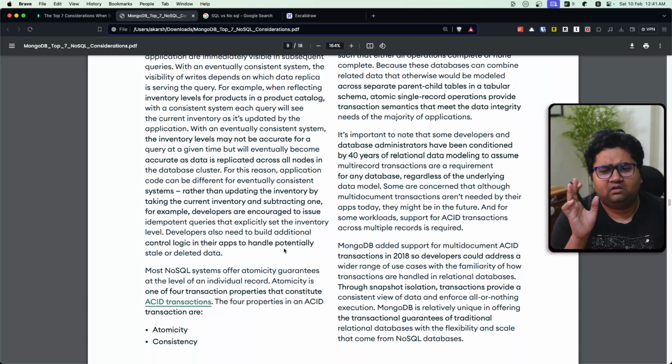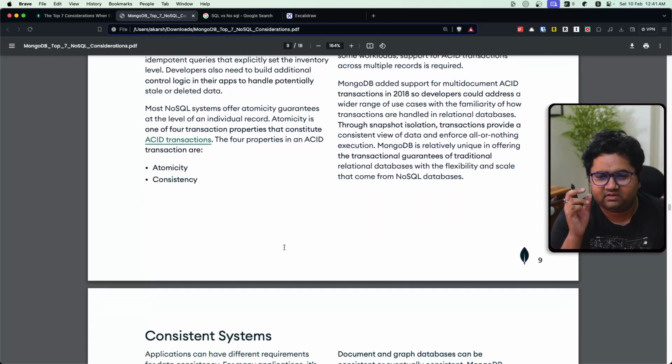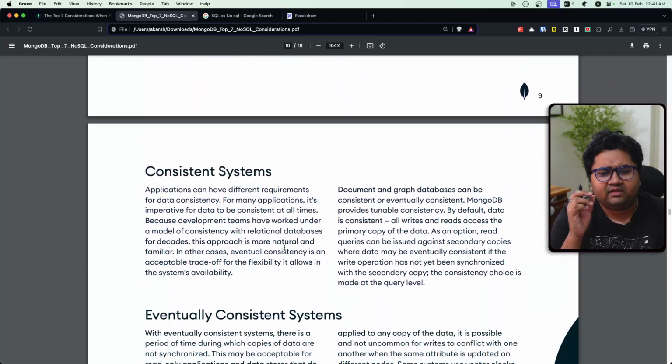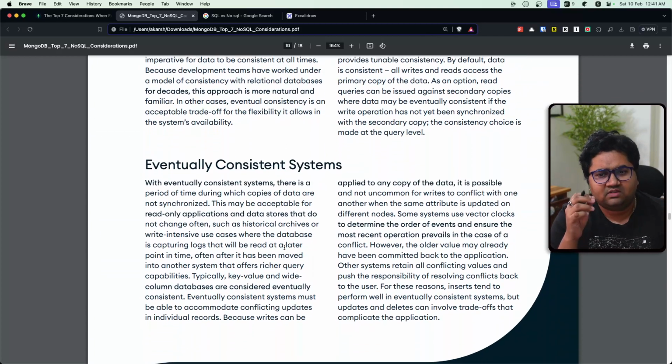MongoDB really has multiple options around it. It supports multi-document ACID transactions, etc. There are still slight differences in the nuances. While they do say ACID, there are still slight differences in the nuances. Then comes the consistency and eventual consistency conversations.